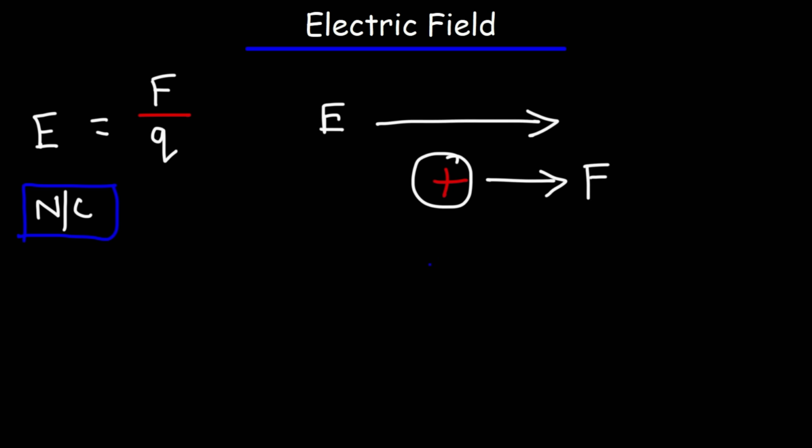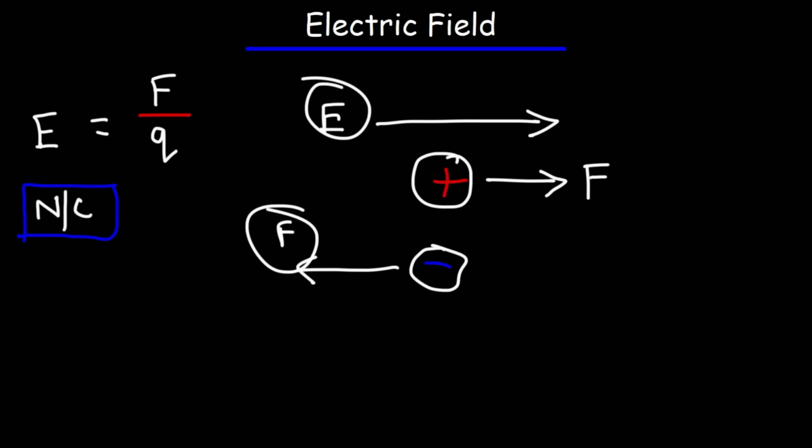Now what about a negative test charge? What's going to happen if we put it in an electric field? A negative test charge will feel a force that will accelerate it in the opposite direction to the electric field. So make sure you understand that. Positive charges accelerate in the same direction as the electric field. The force and the electric field vectors will be in the same direction. But for negative charges, they will feel a force that will accelerate it in the opposite direction of the electric field.